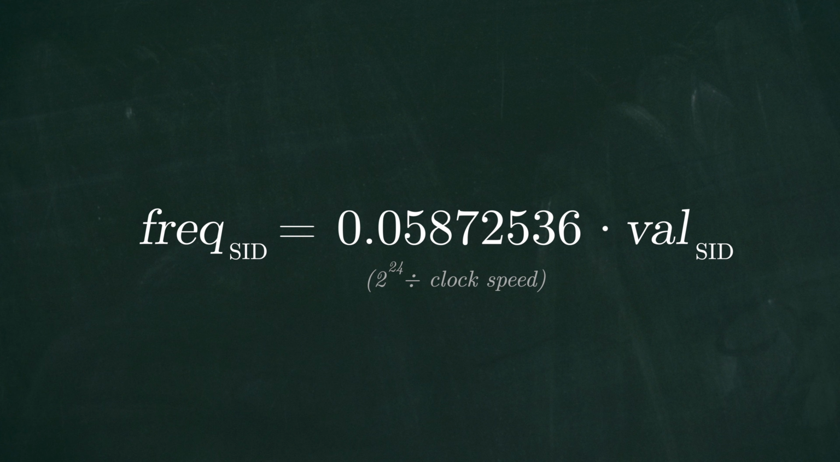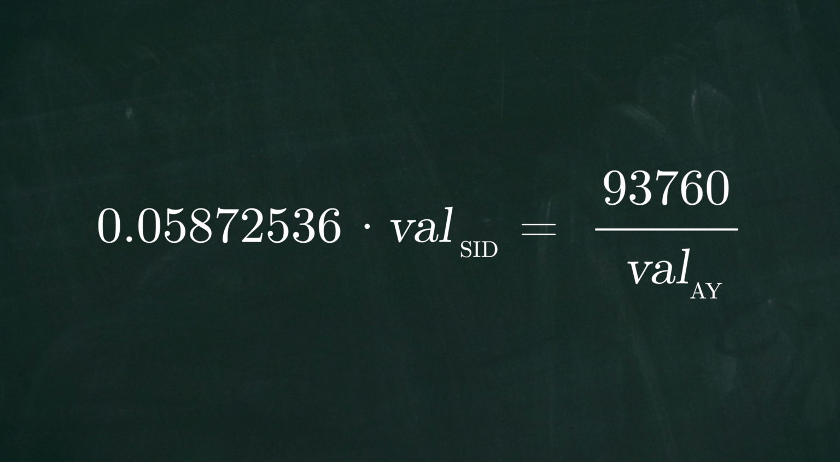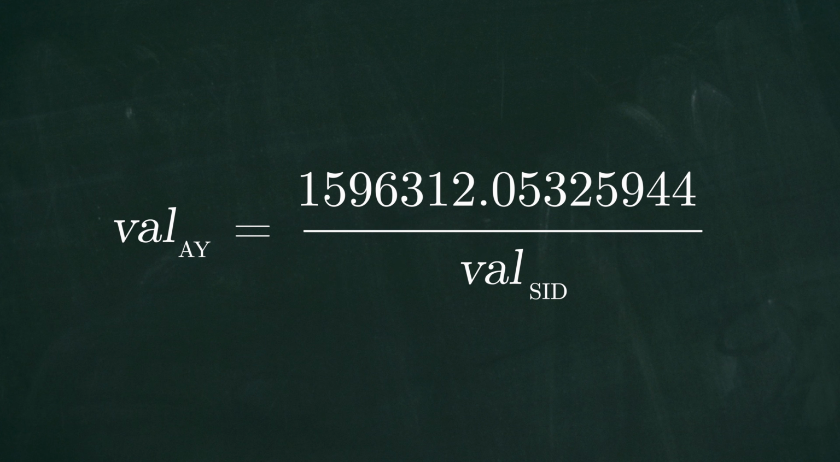I should add that that number will be slightly different if this were an NTSC Commodore 64, but since the Commando tune was originally written for a PAL one, that's the number that we're going with. So if I go back to the AY's tone generator and substitute its frequency parameter for the equation that predicts the SID's frequency output, then a little bit of rearrangement will give an equation that relates an AY pitch value to a SID one. The value that I need to feed the AY is 1596312 blah blah blah divided by the SID value.